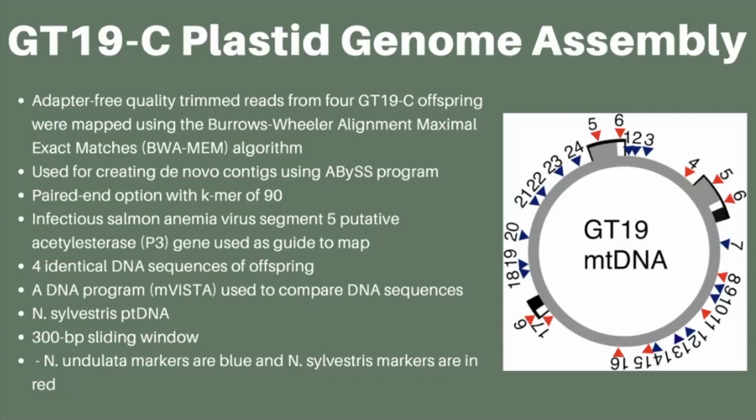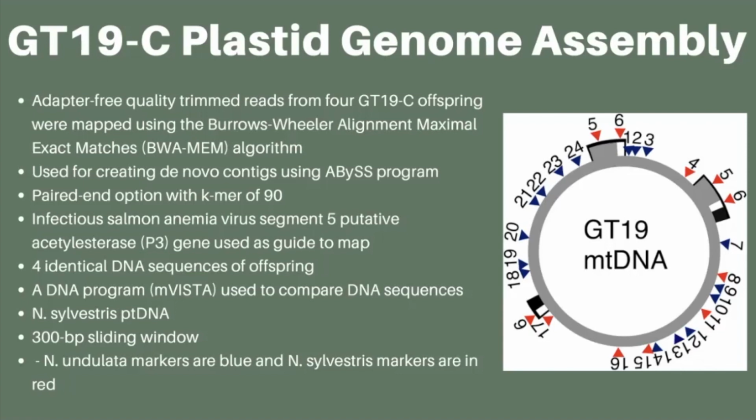And this is done with the use of adapter-free quality trimmed reads from 4 GT19C offspring, which were mapped using the same program mentioned before, the Burrows-Wheeler Aligner maximal exact matches algorithm. And this was used for creating the de novo contigs using the ABySS program. And again, de novo means new. And this was paired with the option with the K-mer of 90.